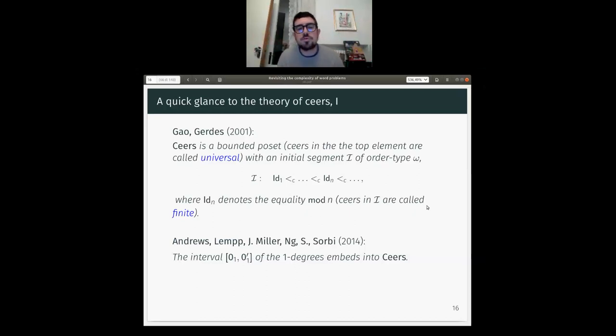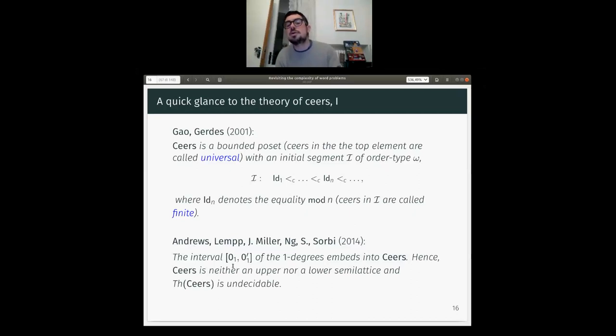So in this paper, we proved that an interval of the 1-degrees, so the sets relative to one-reducibility, in which we ask the function to be injective, namely the interval from 0 to the jump of 0 of the 1-degrees, embeds into the equivalence relations. And there are nice consequences immediately from that. First of all, this poset is neither an upper nor a lower semilattice. Of course, the emphasis is on the fact that it is not an upper semilattice, as opposed to, for instance, the Turing degrees. And its first order theory is undecidable.